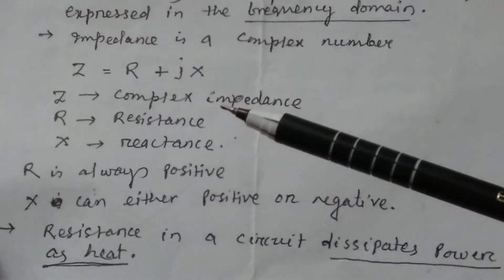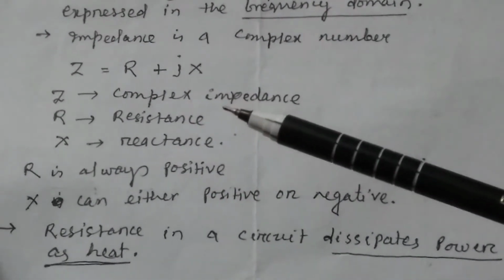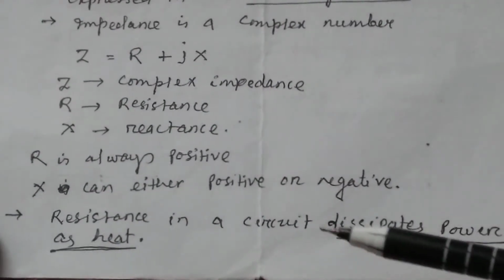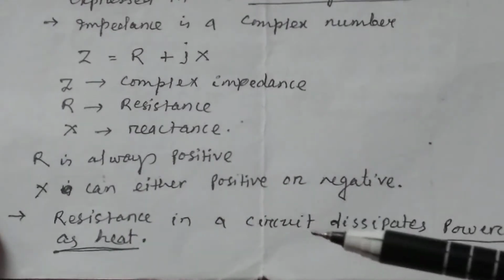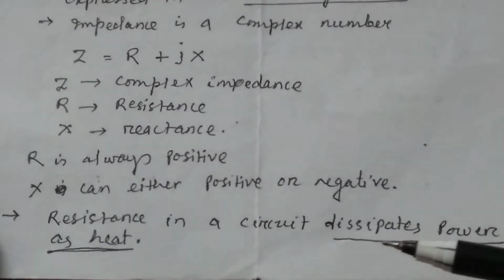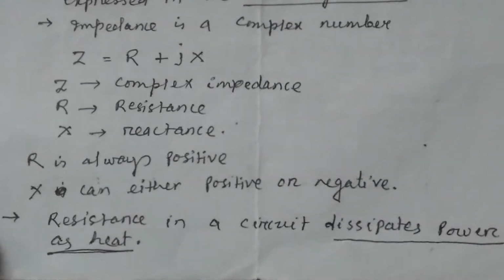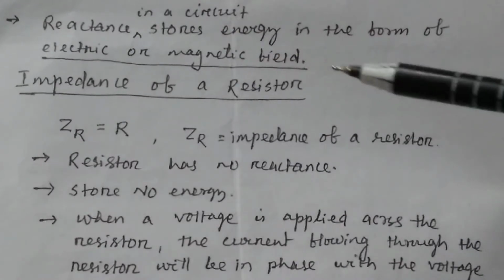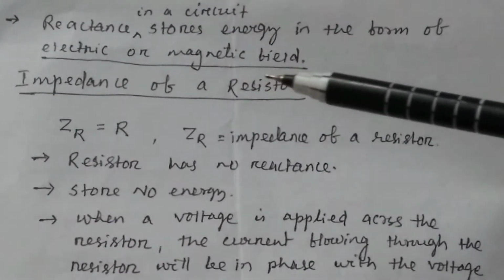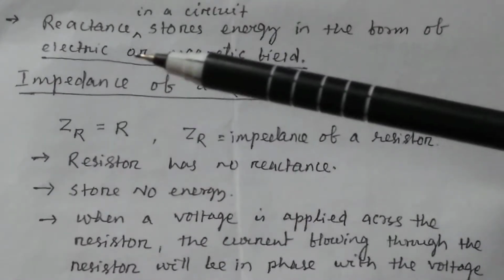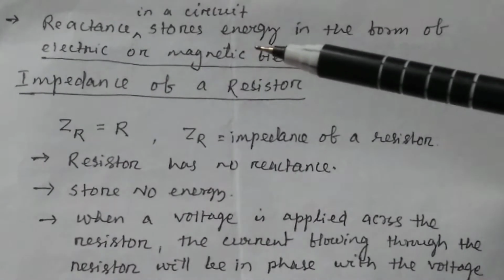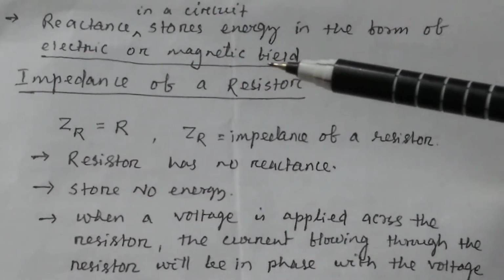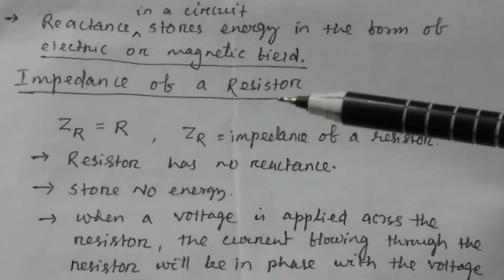Resistance in a circuit dissipates power as heat. When you talk about resistance, that means it dissipates power in terms of heat. But reactance in a circuit stores energy in the form of electric or magnetic field. When you talk about reactance, it means the element stores energy in the form of electric or magnetic field.